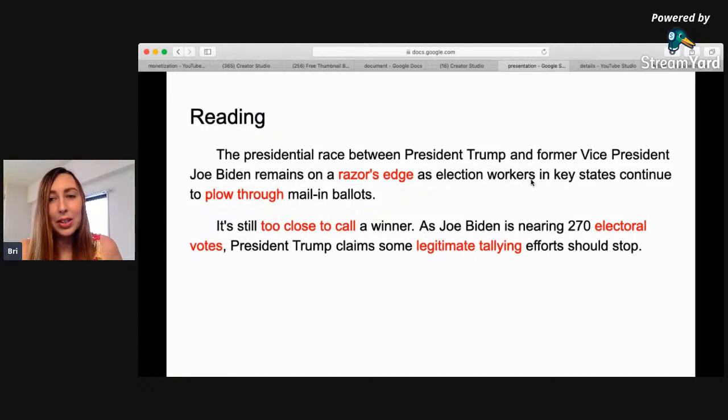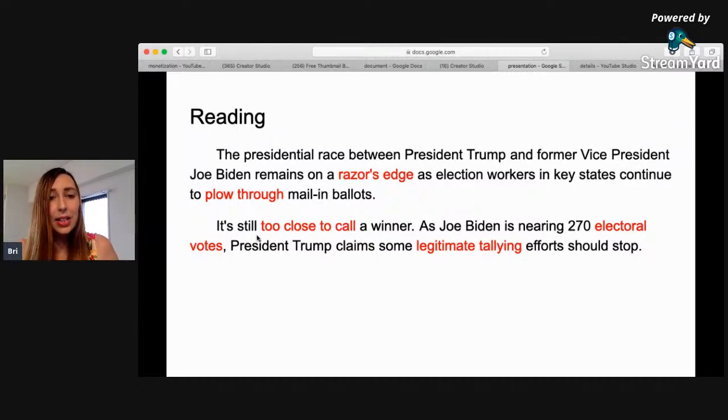As election workers in key states, these are the important states that we need to count, continue to plow through mail-in ballots. Ballots are the votes. So a lot of people had to mail in their votes, mail in their ballots. So election workers have to count them. So it takes a long time and it's quite difficult and tiring. So we can say they need to plow through mail-in ballots. It's going to take a long time, but they need to do all of them.